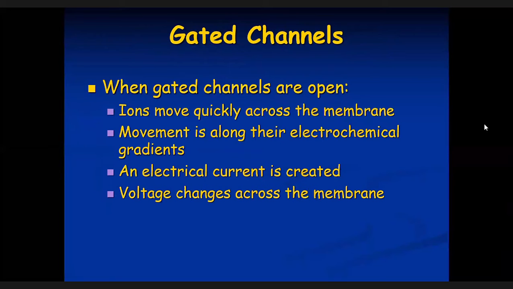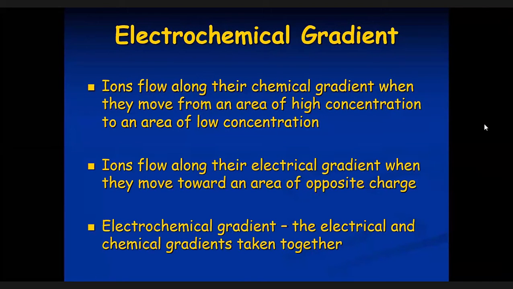So you can see that there is a great function of the electrochemical gradient of your different gated channels. It is elicited by your chemicals and the electrical current of your brain. You can see that an electrical current is created, and there are also voltage changes across the membrane. Your ions pass from an area of high concentration to an area of low concentration, also following the electrical gradient, and they move toward an area of opposite charge.